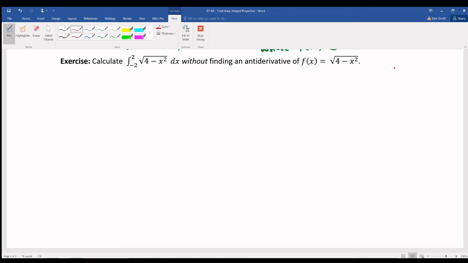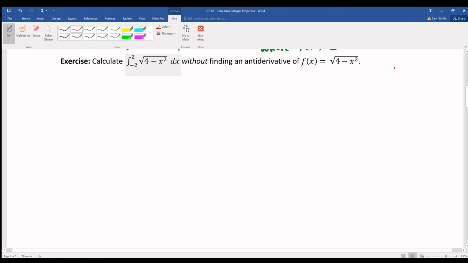This is not a polynomial, this is not a sum of regular basic trig functions, this is not a sum of regular exponential functions. This particular quantity is quite difficult to find the antiderivative, and if you don't believe, I actually challenge you to pause for a moment and to see if you can find the antiderivative of the square root of 4 minus x squared.